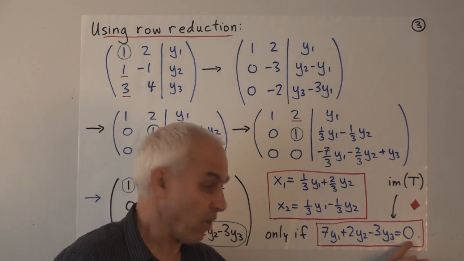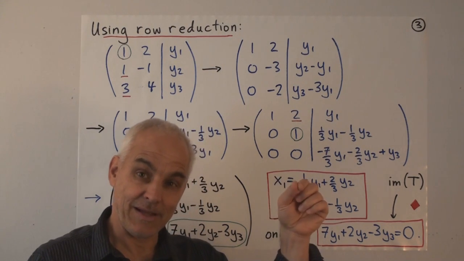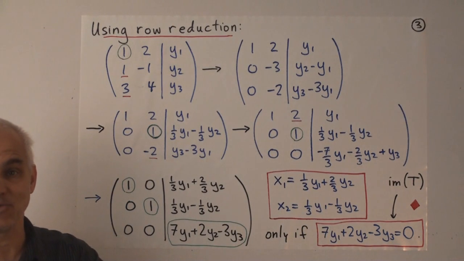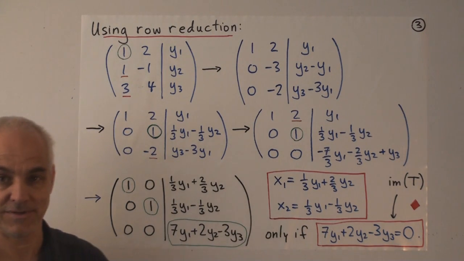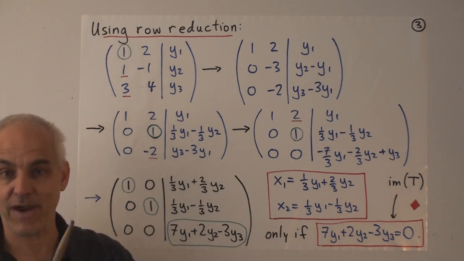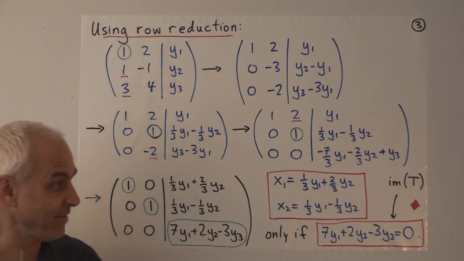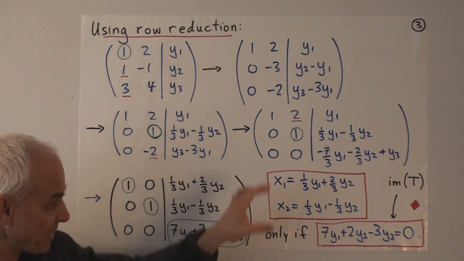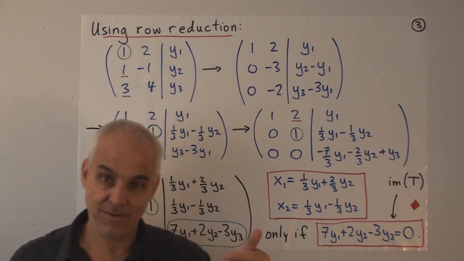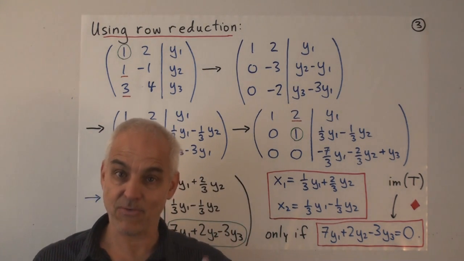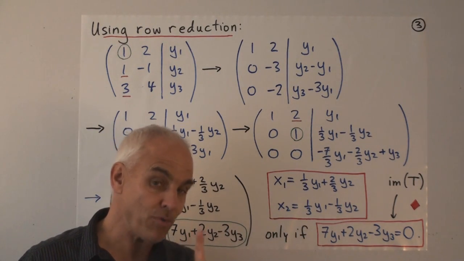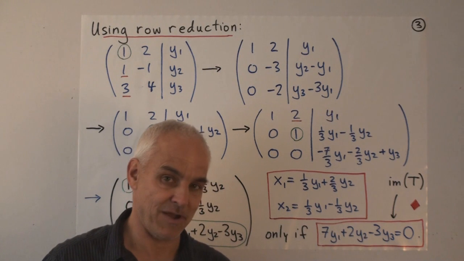If this thing is 0, in other words, if a point lies in that plane, then we can find x1 and x2 that map onto it. In other words, we can solve for x1 and x2 in the input space. And here are the values of x1 and x2. So this is how we invert the system, how we write x1 and x2 in terms of y1, y2, and y3, but it only works if this condition is satisfied.